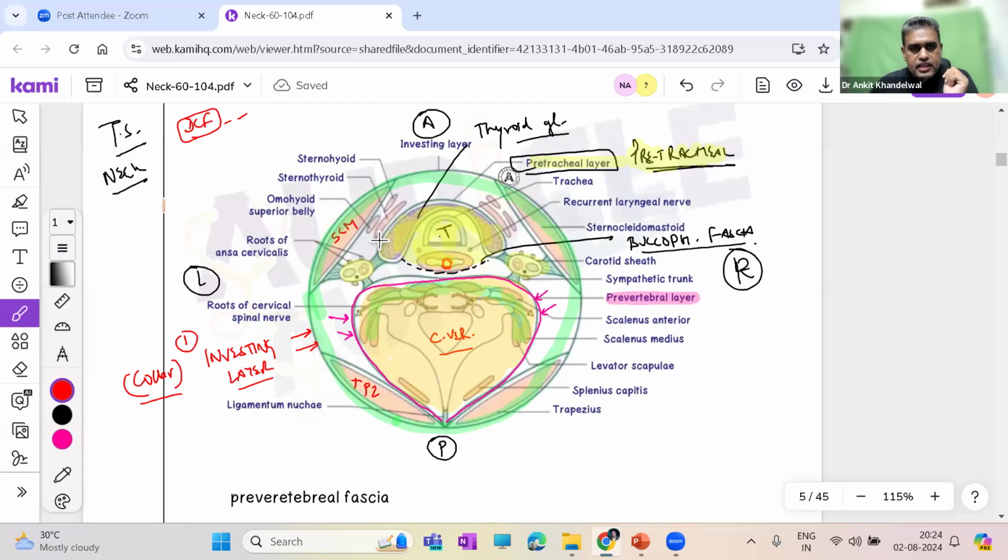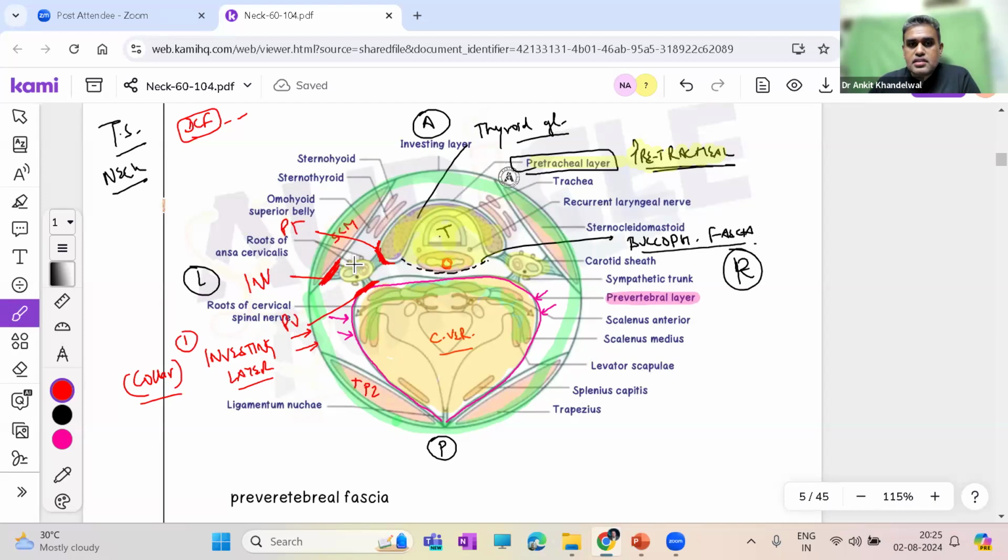The pretracheal layer from here. Can you see this area, pretracheal layer? The prevertebral layer from here and the investing layer from here. Can you see these three red color areas which I'm trying to mark over here? These are 3 different fascias. One over here is from the investing layer. One over here is from the pretracheal layer. One over here is from the prevertebral layer.